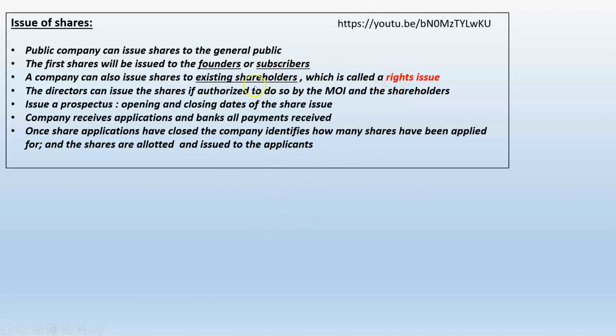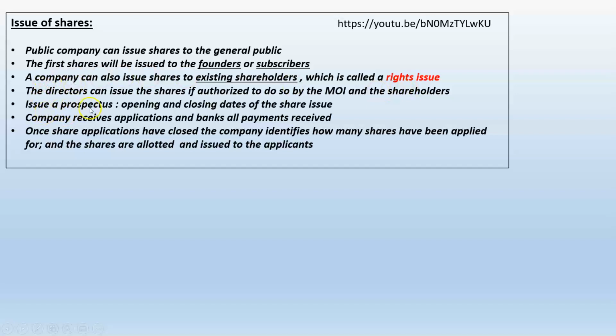So a rights issue is when an existing shareholder has been granted the option to take up more shares in a company, and that offer is only extended to the existing shareholders of the company. Now, who issues the shares? The directors issue the shares. The process has been described in the Memorandum of Incorporation, and the shareholders approve this new share issue at the general shareholder meeting. Now, how do we issue shares?